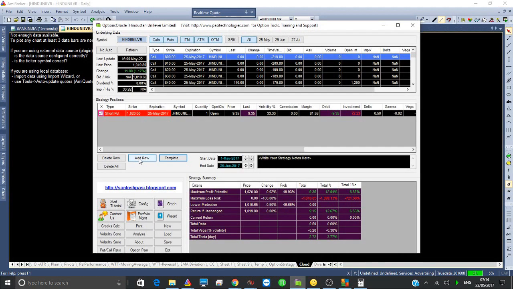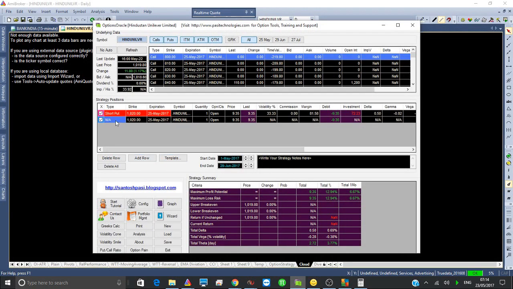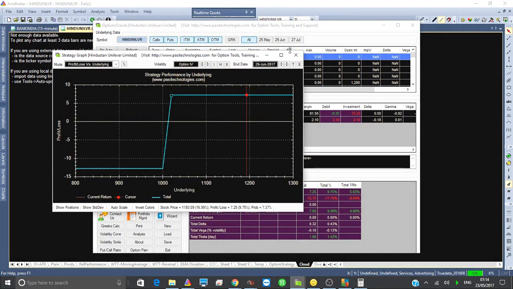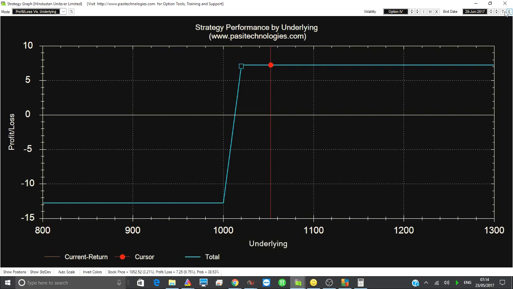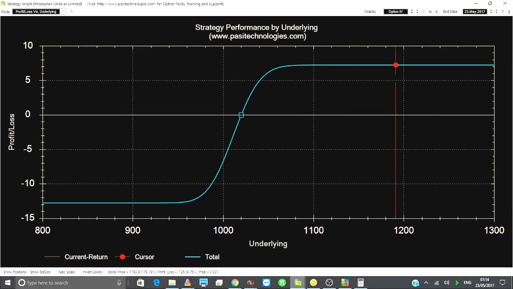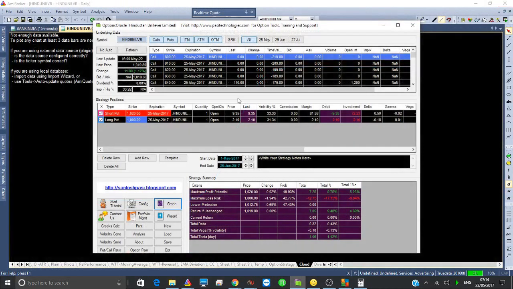So let me add a long put. Let's say I take 1000. Okay, so here, when I go to the graph, this is how it looks. So 950 is again not going to be giving me anything better here. Okay, so let's say I write the 950 put and buy 940 or 930.